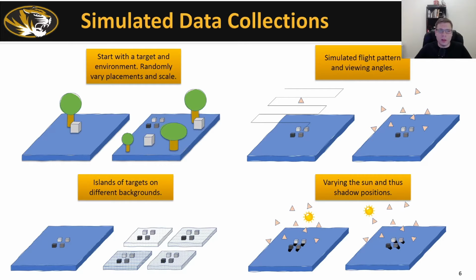So to generate simulated data, we first start with a target and an environment, and then we randomly put the targets in different places with different scale. That's what this first image on the top left is showing. And then we can create a simulated flight pattern with all kinds of different viewing angles that is supposed to mimic a drone. And then instead of just using one background, we can put those same emplacements and some of the environment features on totally different backgrounds, and that way we can have the target seen with all these different background features and emplacements.